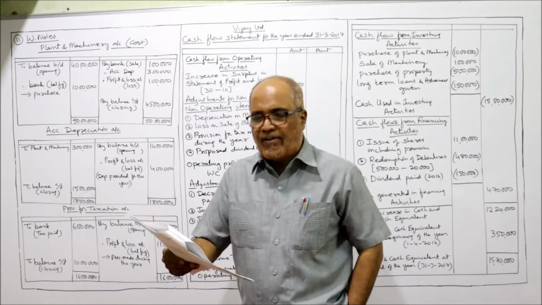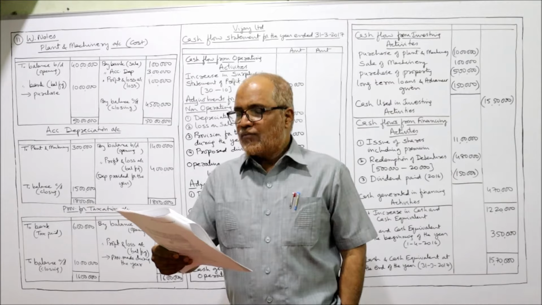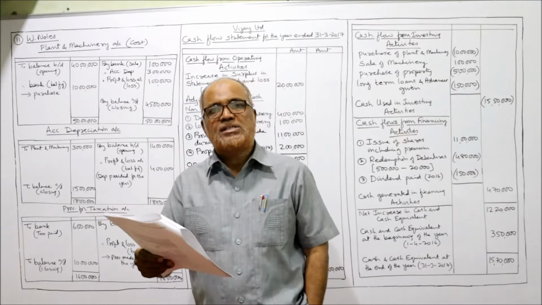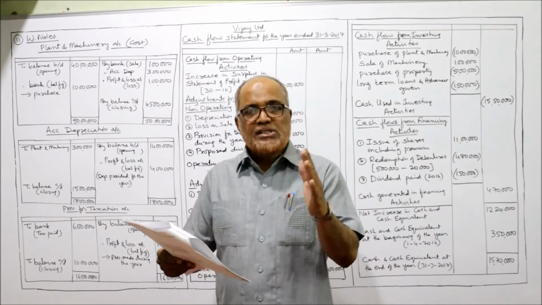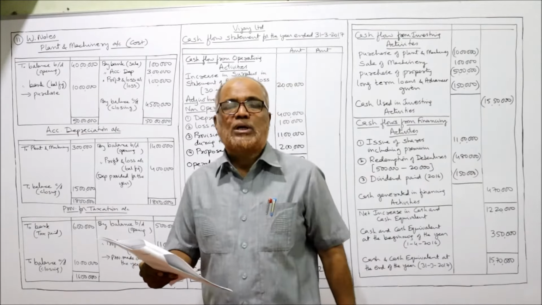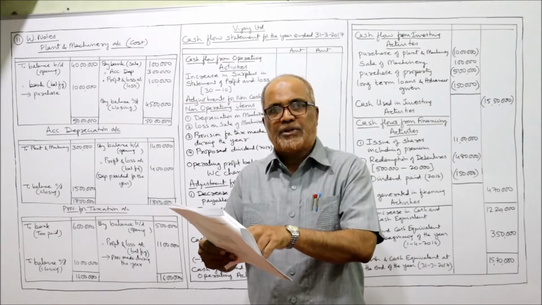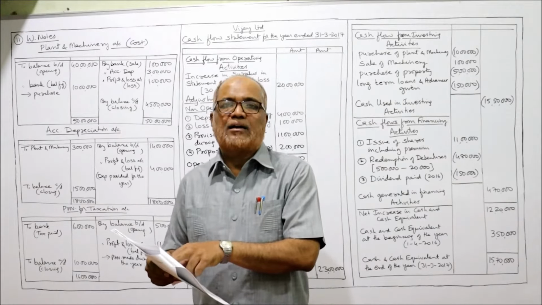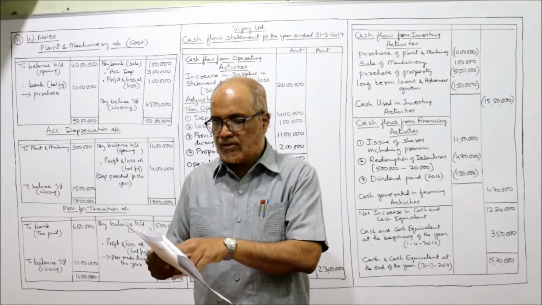Problem number 11. The following are the balance sheet of Vijay Limited. So we are given two balance sheets, that is last year 31st March 2017, 31st March 2016. 2016 last year and current year is 2017. So equity and liability, shareholders fund, share capital. Share capital last year 30 lakh, current year 40 lakh. So issue of shares. That will be taken under financing activity.